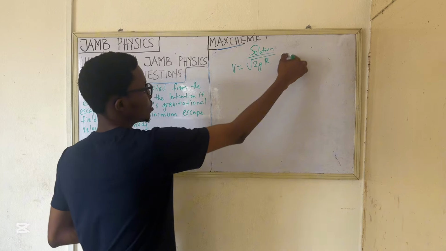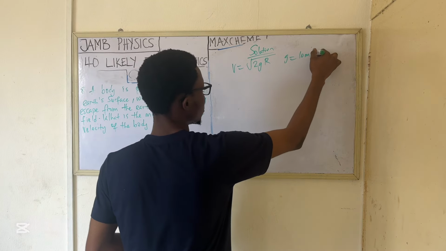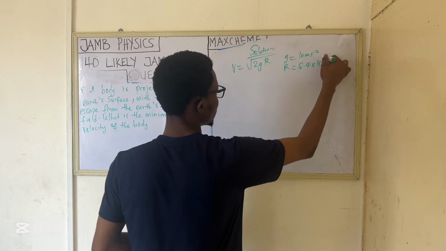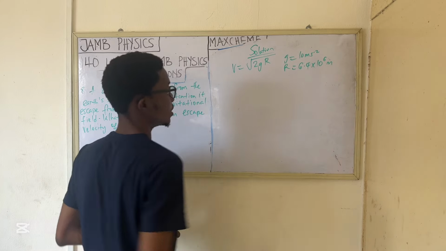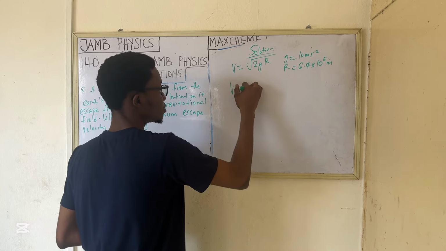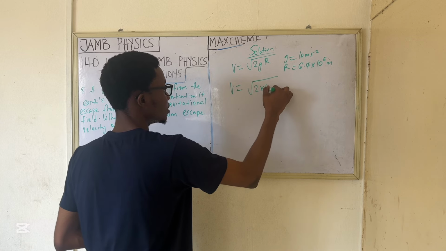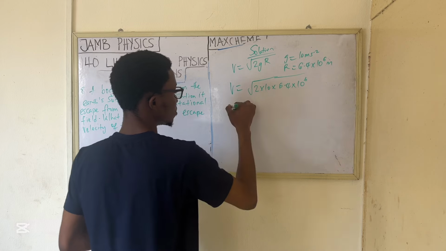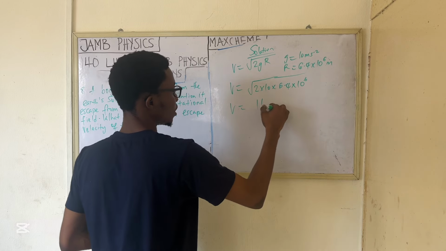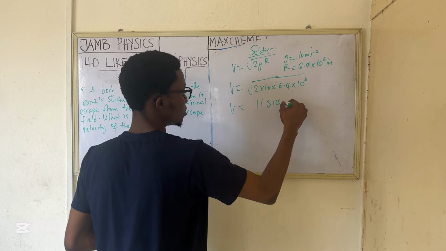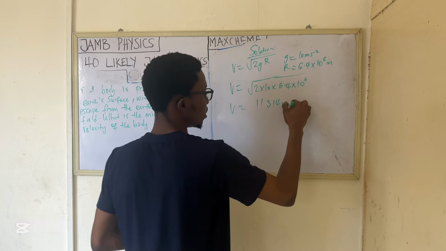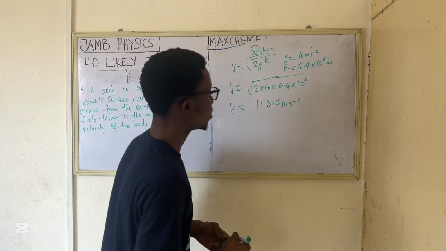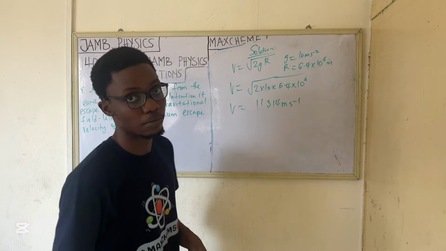Now, our g is acceleration due to gravity, which is 10 meters per second square. Our r is 6.4 times 10 raised to the power 6 meters. That is the radius of the Earth. It is constant. So we have v equals the square root of 2 times 10 times 6.4 times 10 raised to the power 6. So this will give us v equals 11,314 meter per second.